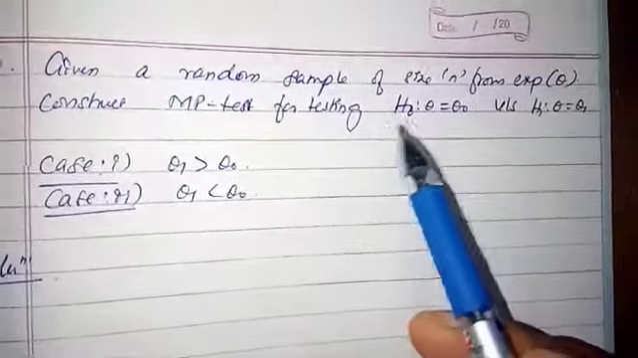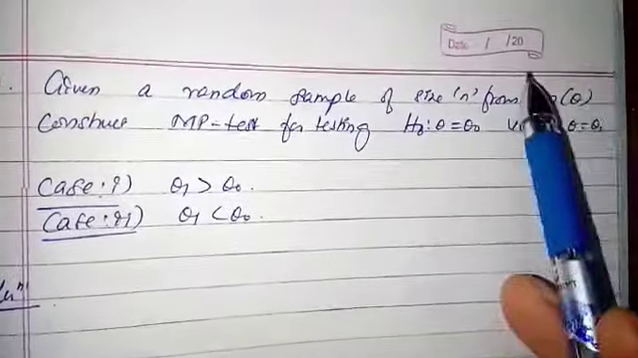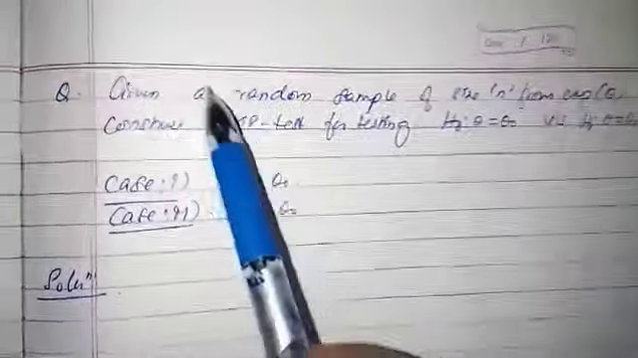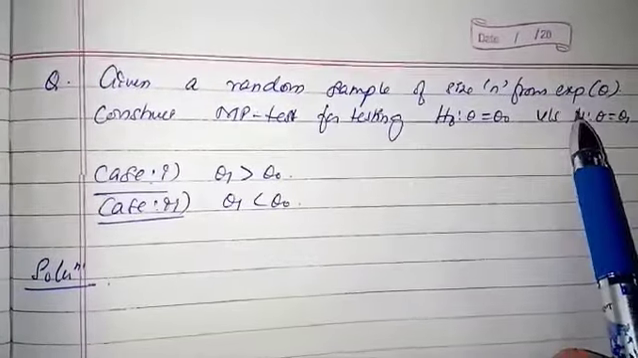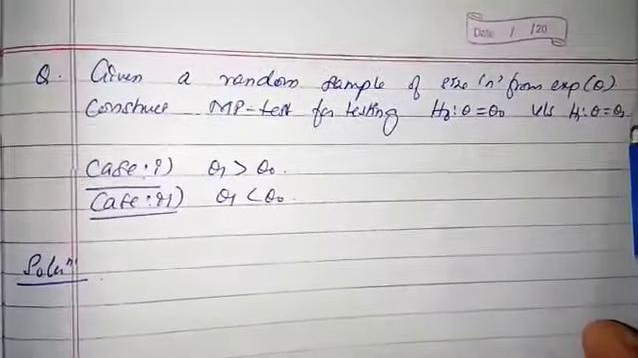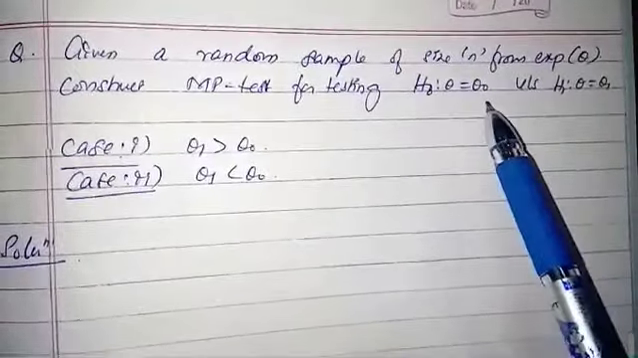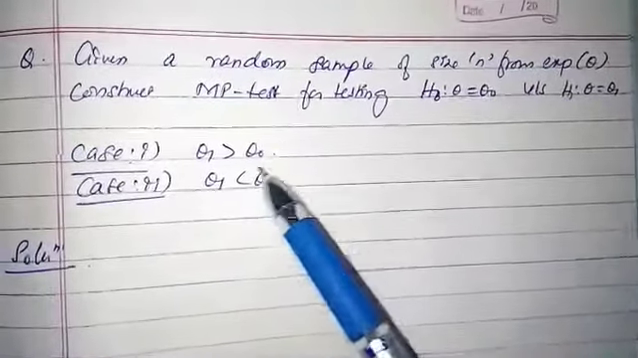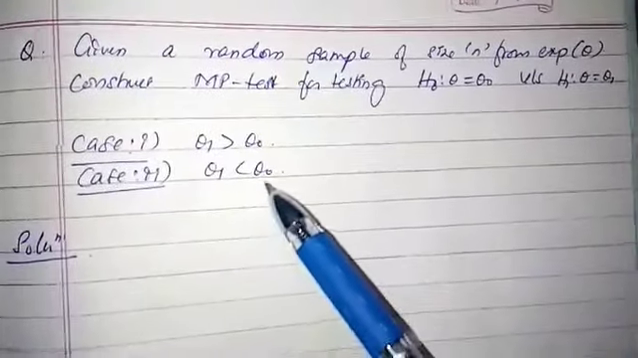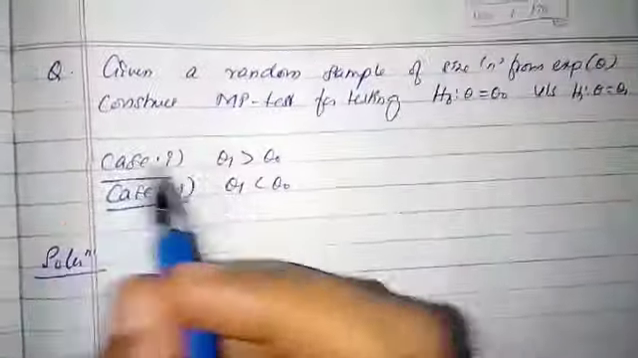Next we are going to construct an MP test for testing H0: theta equal to theta naught versus H1: theta equal to theta 1 in the case of the exponential. Okay, here the question is: given a random sample of size n from an exponential distribution with parameter theta, construct the most powerful test for testing H0: theta equal to theta naught versus H1: theta equal to theta 1. Case 1 is theta 1 greater than theta naught and case 2 is theta 1 less than theta naught. Okay, we will construct the MP test.